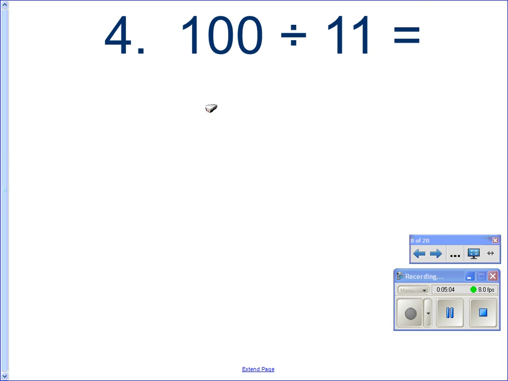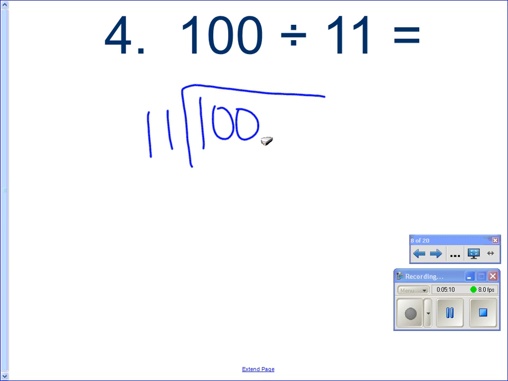Okay, this one, 100 goes inside the house, 11 goes on the outside. The decimal goes at the end because you can't see it. 11 cannot go into 1, 11 cannot go into 10. 11 goes into 100 9 times. 9 times 11 is 99. 100 minus 99 is 1.